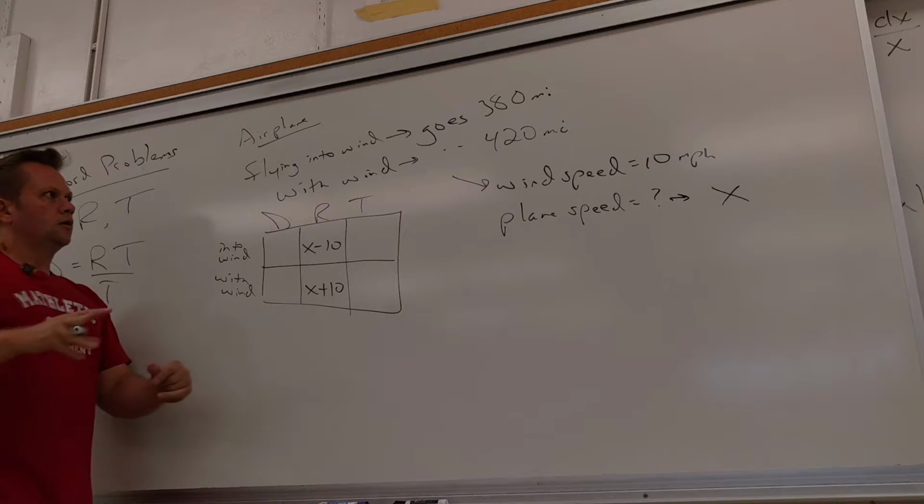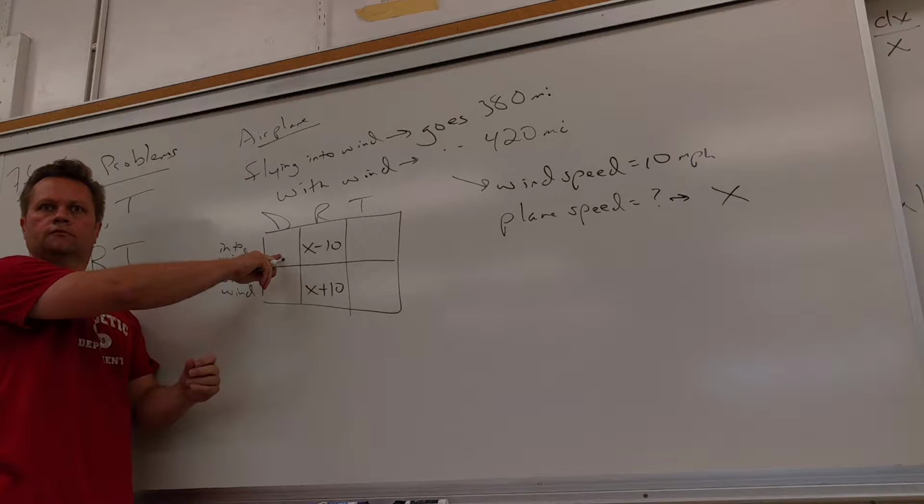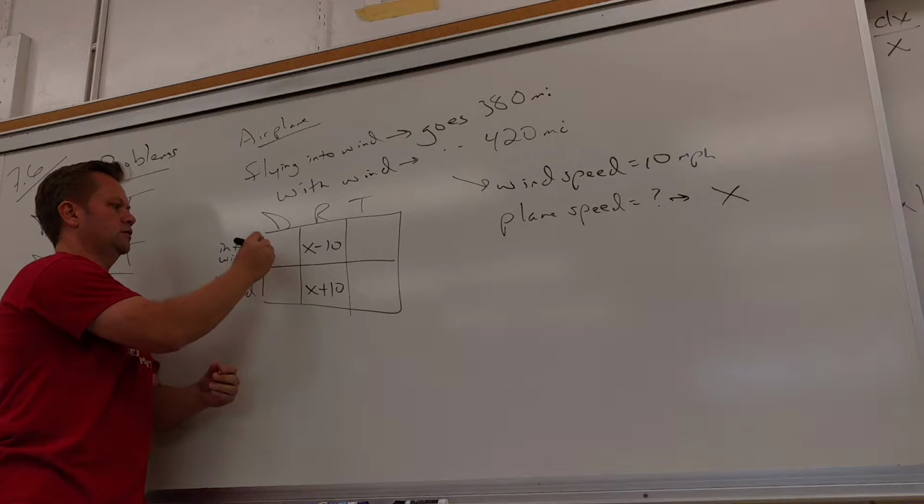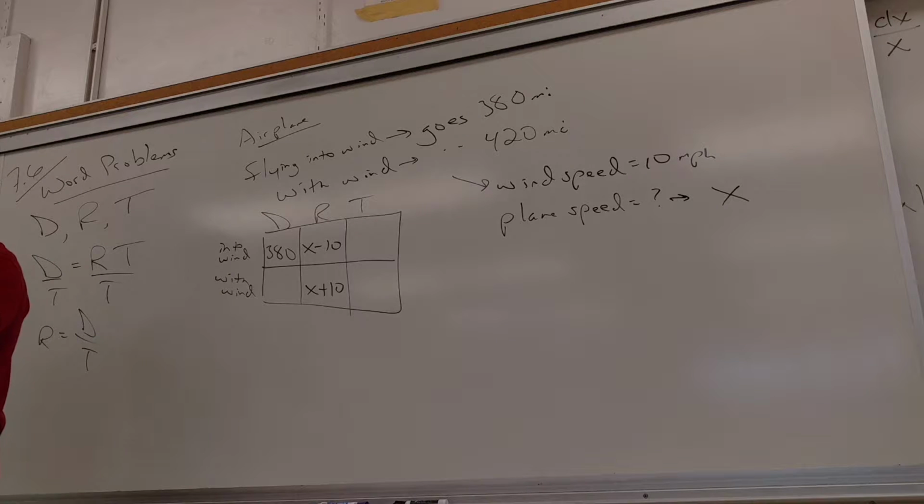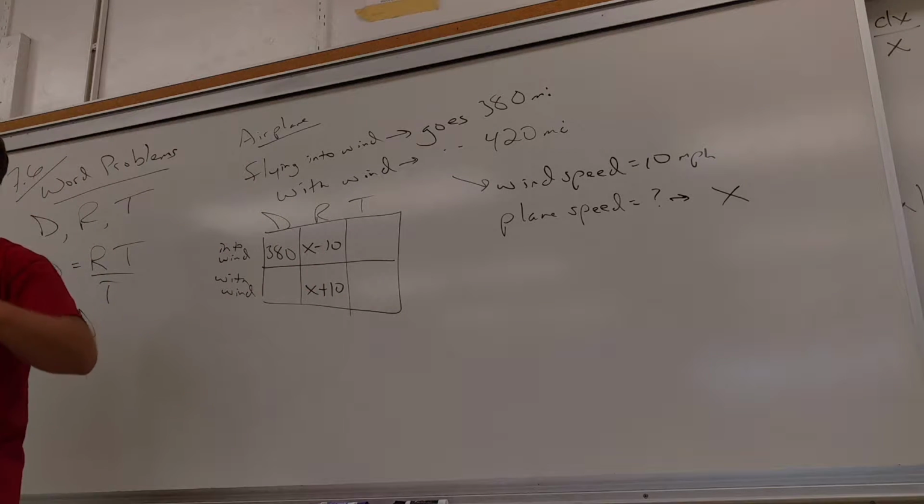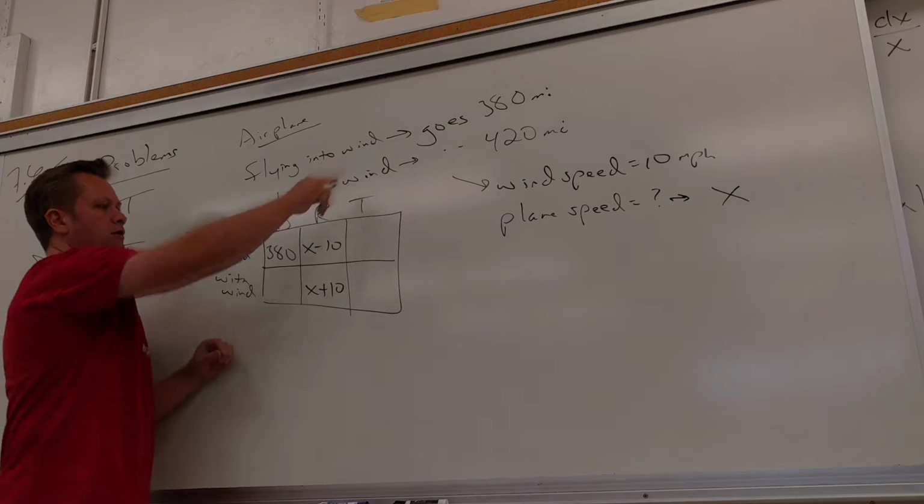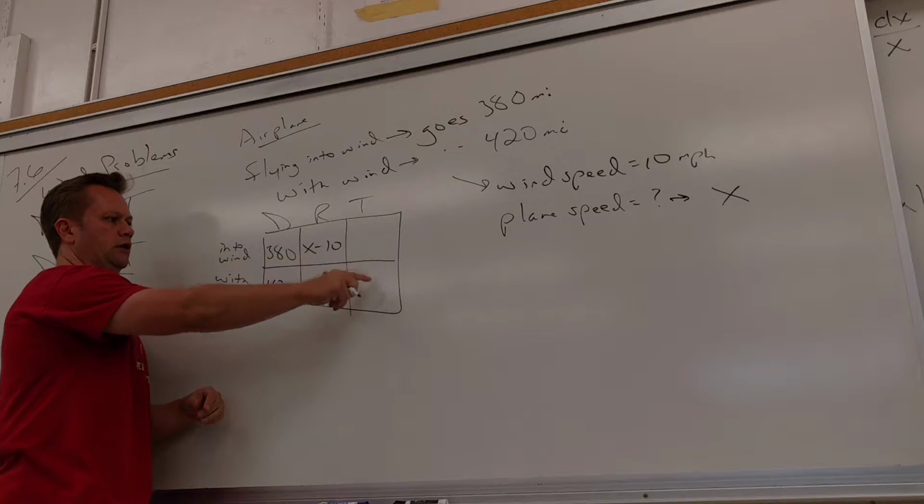And the beautiful thing is, what goes here? 380. It tells me 380 miles. So they have to tell you something. Then they have to tell you a relationship so I can write a variable expression somewhere. And my problem now, so what goes here? 420. So now, what are these?